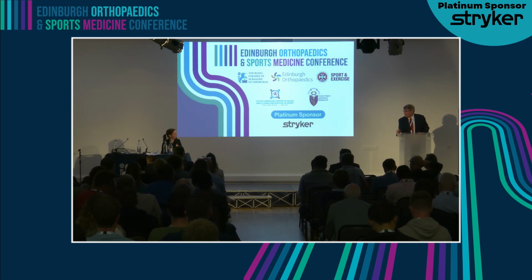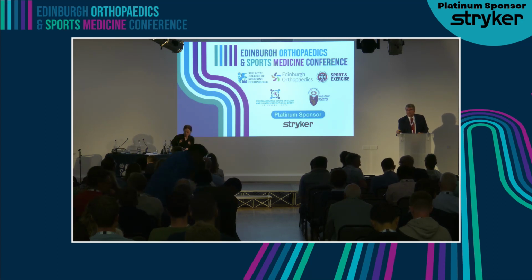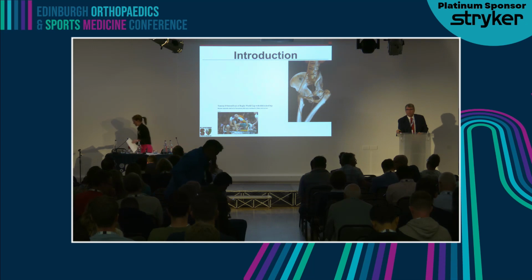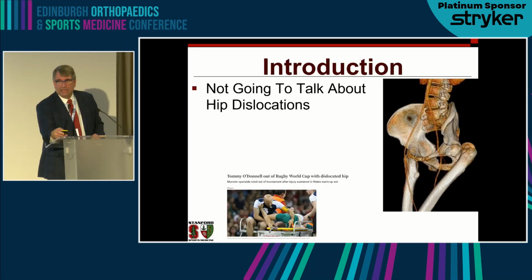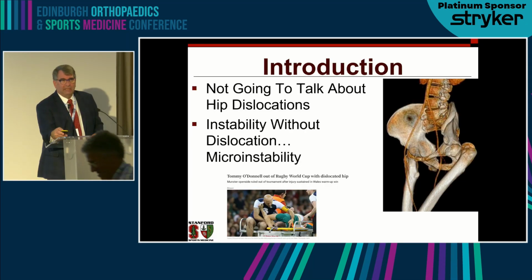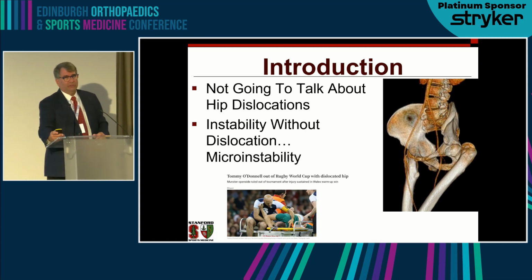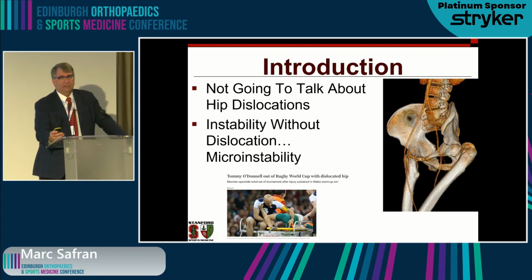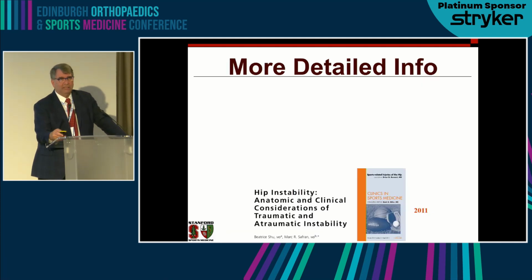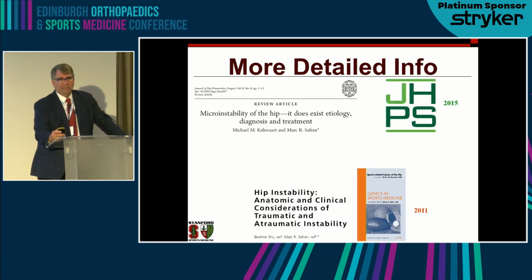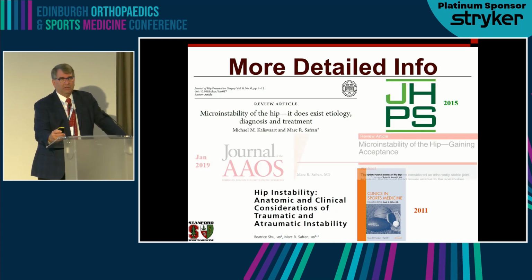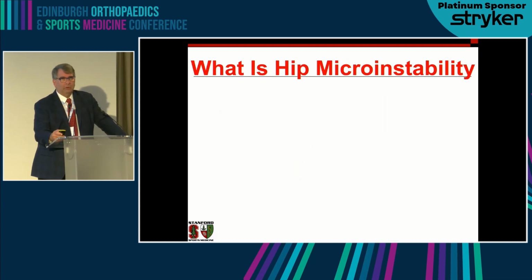I think you're up next speaking about hip instability. Yeah, so the next one will be on hip instability, which is a bit of a controversial topic, if you will. But I'm not going to talk about dislocations. I'm going to talk about microinstability. Some people say that you can't have instability without dislocation, but we used to say that about the shoulder 30 years ago as well, and I think that that's not the case. For more detailed information, we've written a lot about this since 2011, about the concept of hip microinstability as it continues to evolve, and I think it's now pretty accepted.